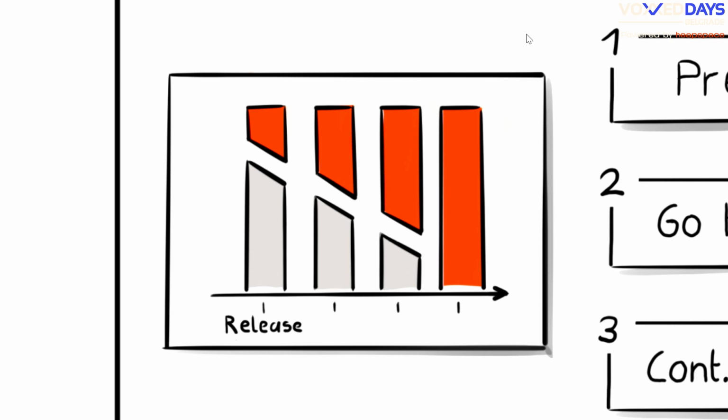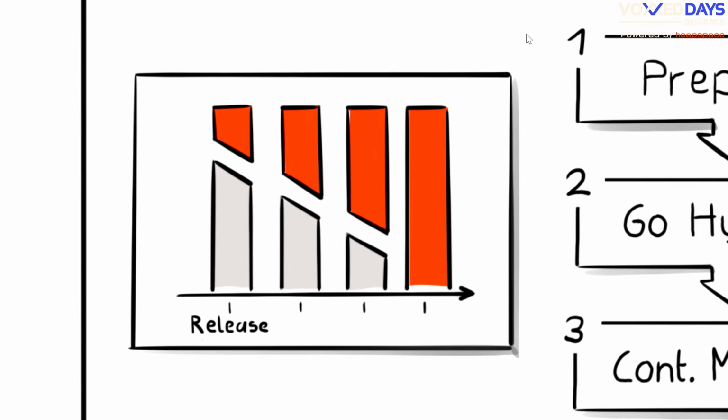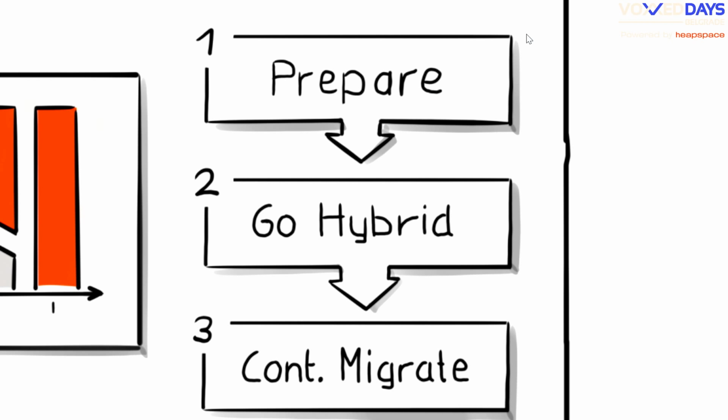So we want to get rid of the AngularJS code eventually and just have an Angular 4 application, but we want to deploy to production as soon as possible again. So we split it in 3 steps. The first is preparation, the second is go hybrid, and the third one is then continuously migrate. The second one, go hybrid, is the step we have to finish before we can deploy to production again. So you want to have this step as short as possible.